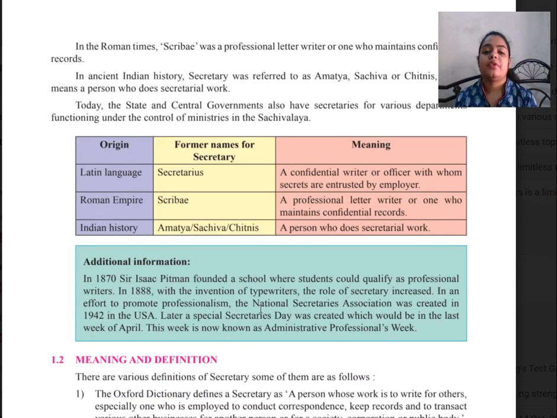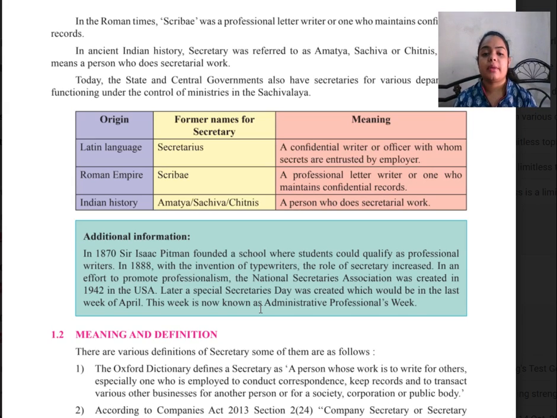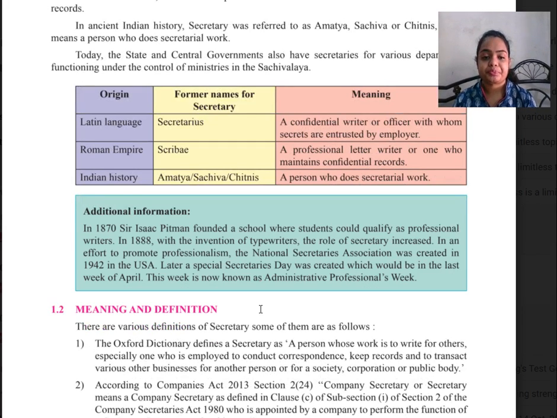So next we have origin, former names for secretary, and meaning. In the Latin language, secretarius meant a confidential writer or officer with whom secrets are entrusted by an employer. Then in the Roman Empire, a scribe was a professional letter writer or one who maintains confidential records. Then next we have Indian history, Amatya Sachiva Chittis, a person who does secretarial work. After this, we have some additional information.